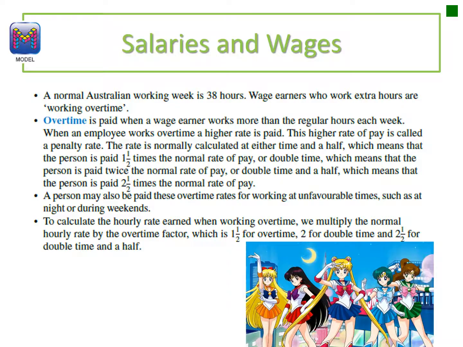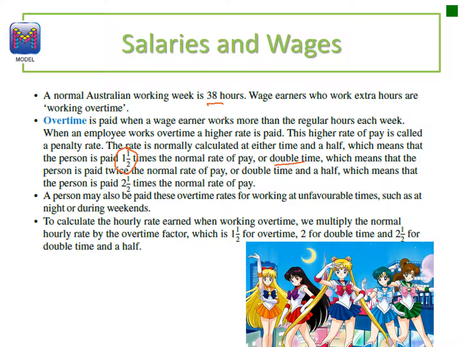Let's keep going. Right, so the normal Australian working week is 38 hours. Wage earners who work extra hours are paid overtime. And overtime means you get more than your normal rate of pay. Sometimes you might get 1.5 times your normal rate of pay.